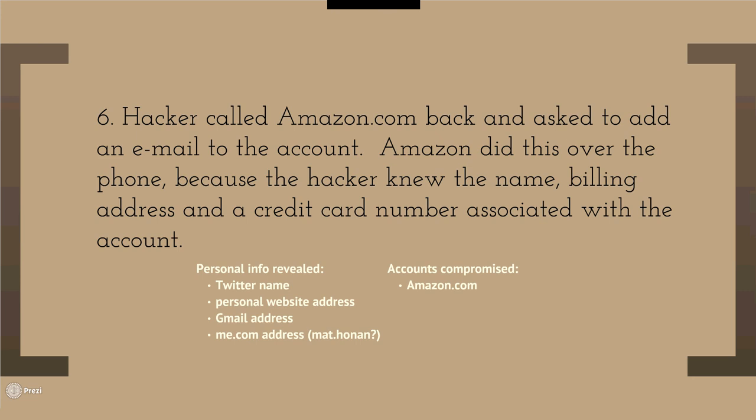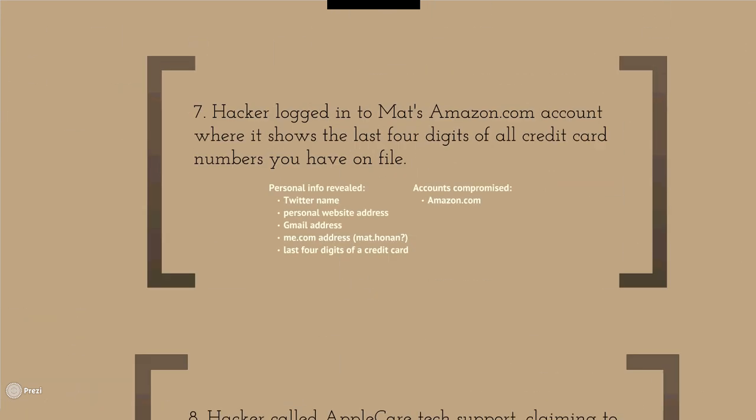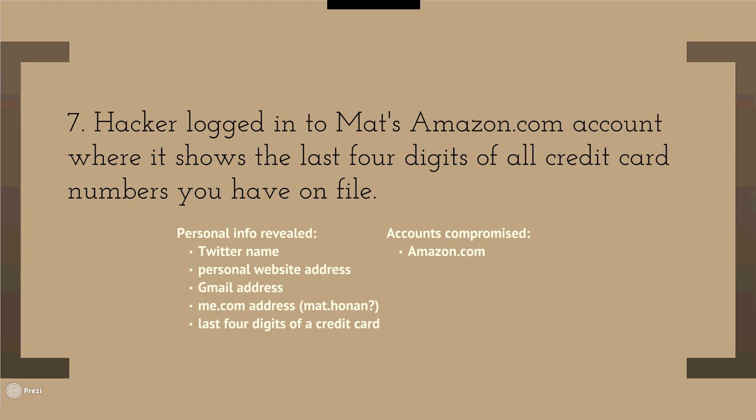So the email address is really important, because now that they have an email address on this account, they can do a password reset on Amazon. And that allowed them to log in to his Amazon account. So now they're really getting somewhere. And Amazon doesn't show you all the credit card numbers you have on file, but it will show you the last four digits of every card you have on file. So why is that important?